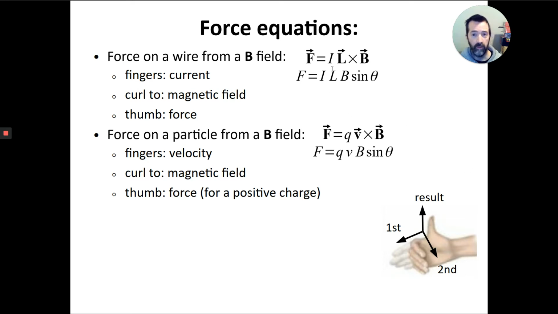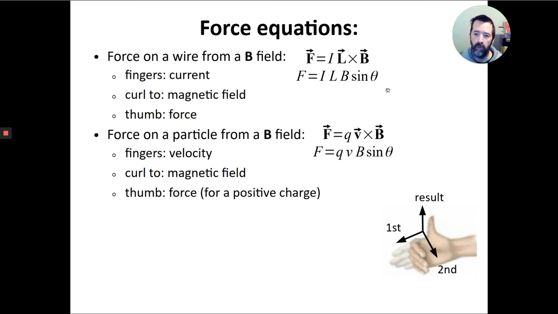So in both cases, the motion of the particles is your first vector, whether it's a current or the velocity. Either way, you're talking about the motion of the particles. The second vector is magnetic field, and then the answer for your thumb is the force. So if you need to do any calculations, you'll be using this formula. When you only are interested in the direction, then you use the right-hand rule for that.